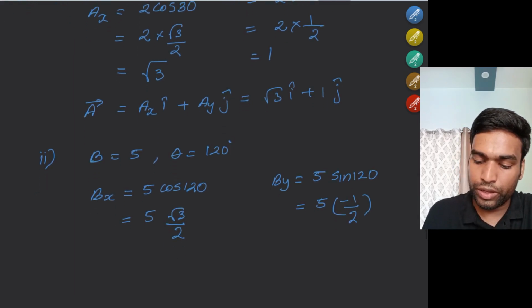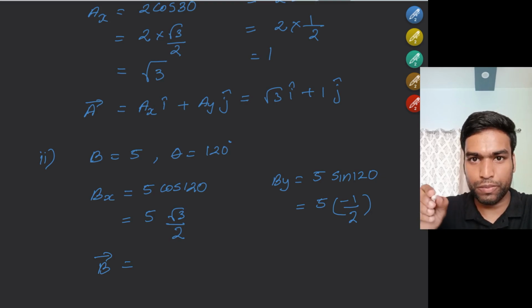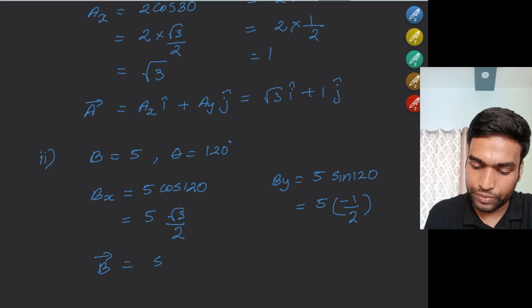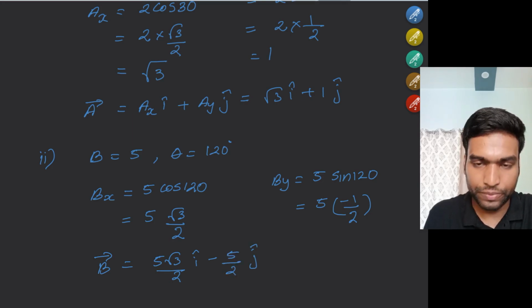Okay. Therefore, you can write the vector by combining these two components. B equal to Bx i cap plus By j cap, which is 5 root 3 divided by 2 i cap minus 5 by 2 j cap.